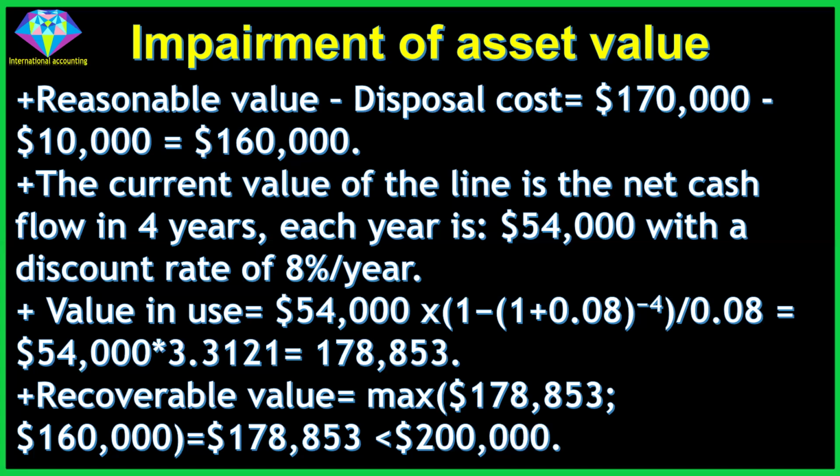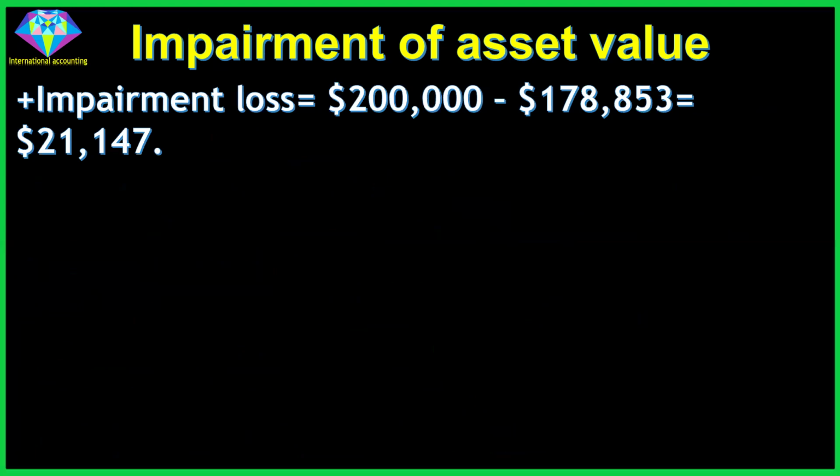$178,853. Recoverable amount equals max($178,853, $160,000) equals $178,853, less than $200,000. Impairment loss equals $200,000 minus $178,853 equals $21,147.